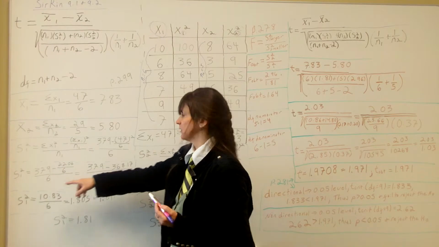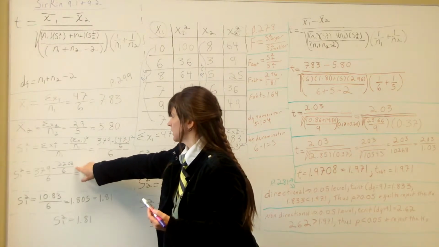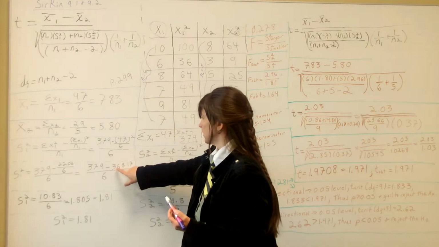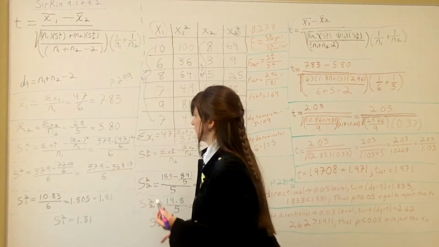But anyway, back to the formula. The next thing they're going to do is divide 2,206 divided by 6, which is 368.17.